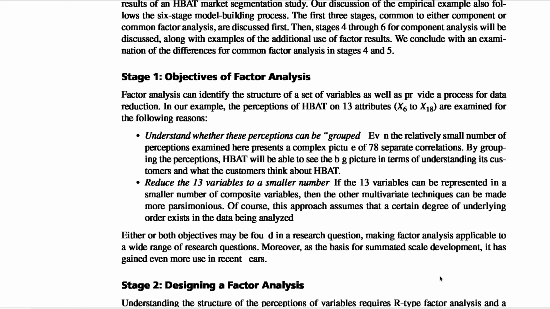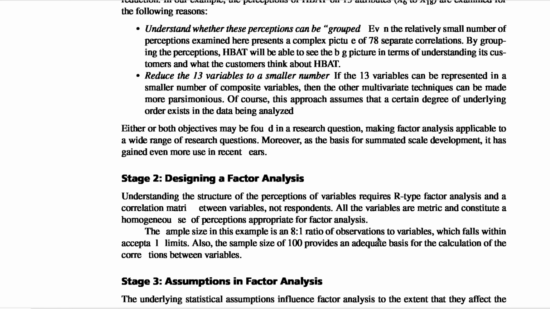By grouping the perceptions, HBAT will be able to see the picture in terms of understanding its customers and what the customers think about the HBAT company. The second objective is to reduce the 13 variables to a smaller number. If the 13 variables can be represented in a smaller number of composite variables, then other multivariate techniques can be made more parsimonious. Of course, the approach assumes that a certain degree of underlying order exists in the data being analyzed.